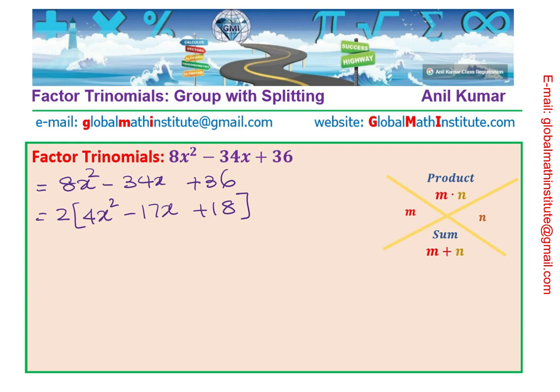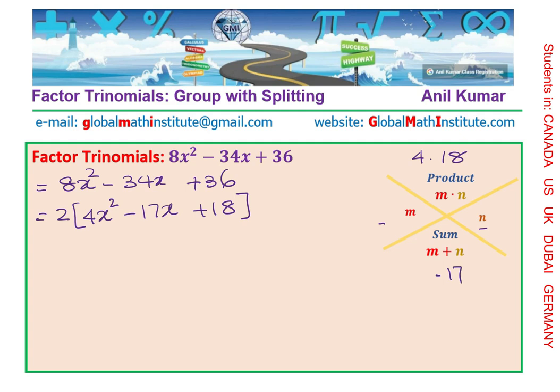So we are looking for a big product this time once again, which is 4 times 18, both positive, right? And the number is 17 negative. That means m and n both should be negative, right? And we need a sum of minus 17. How do you get this?